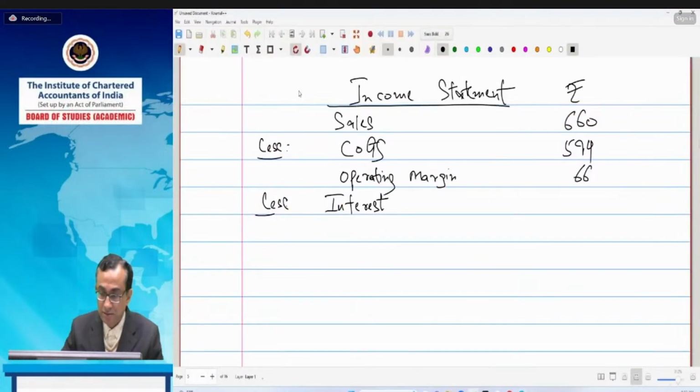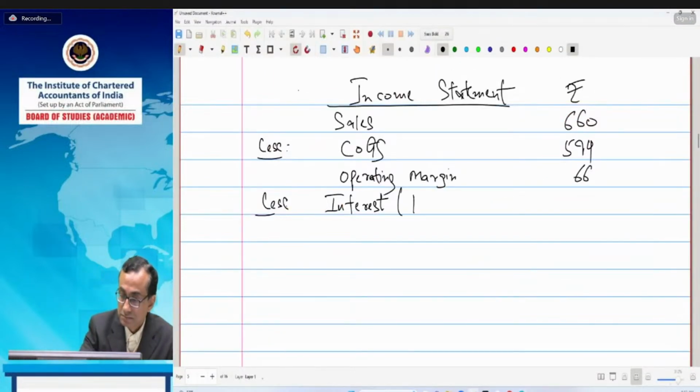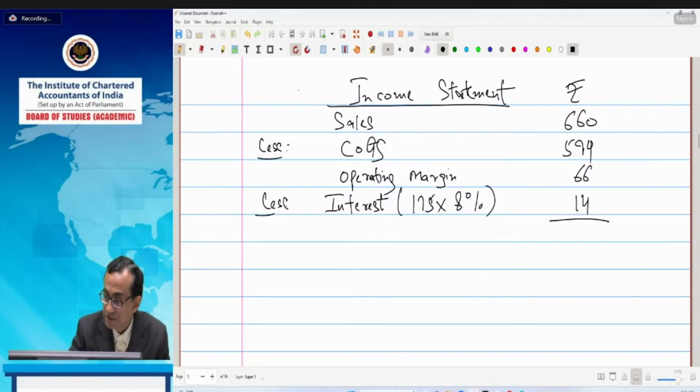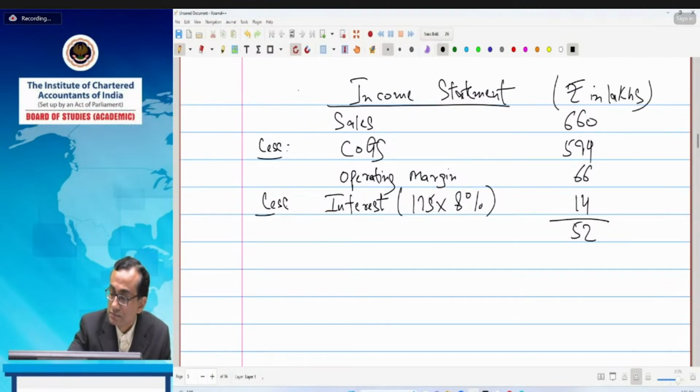Now calculate the interest. This is 175 into 8%. The interest is 14. Now 66 minus 14, it is 52. It is actually rupees in lakhs, these figures. So 52 is EBT, earnings before tax.